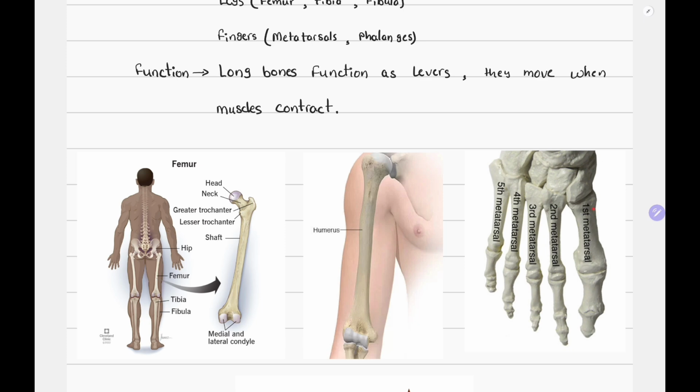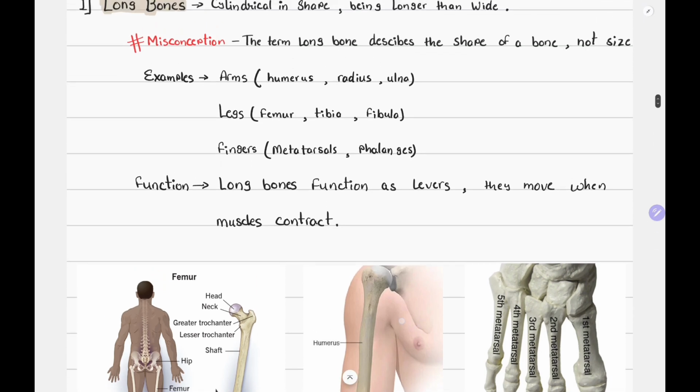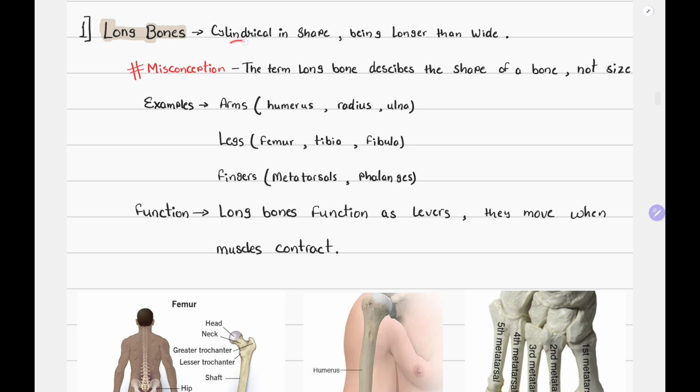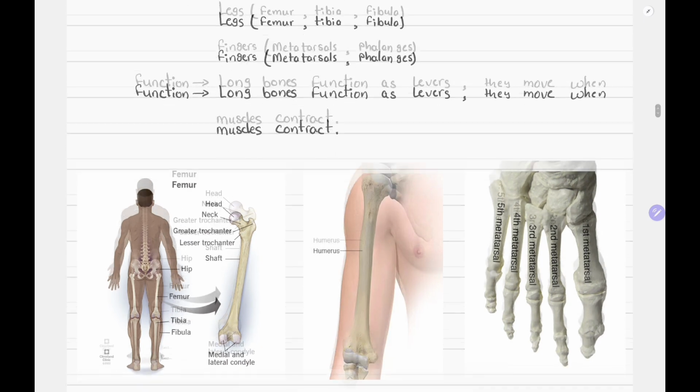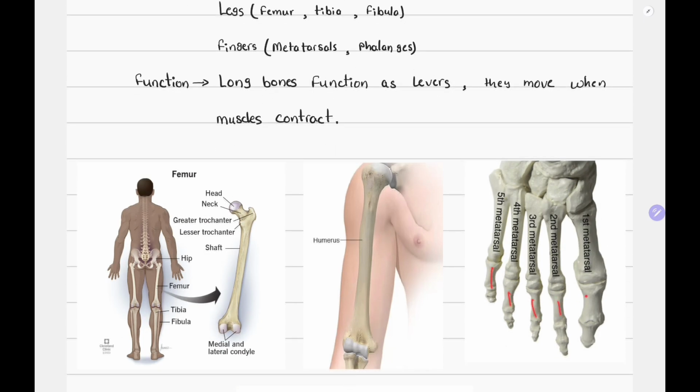And lastly, the metatarsals. This is our first, second, third, fourth and fifth metatarsal and their related phalanges. If somebody asks you whether metatarsals are considered long bones, a student living with the misconception will straight away answer, no ma'am, they are only 4 to 5 centimeters, how can they be long bones? But a student who knows the exact definition, that bones which are cylindrical in shape and longer than wide are long bones, will say that metatarsals are also long bones, and their related phalanges will also be considered long bones.